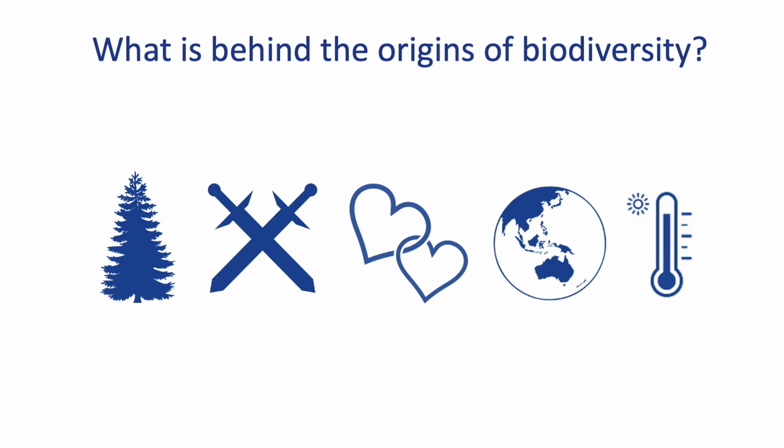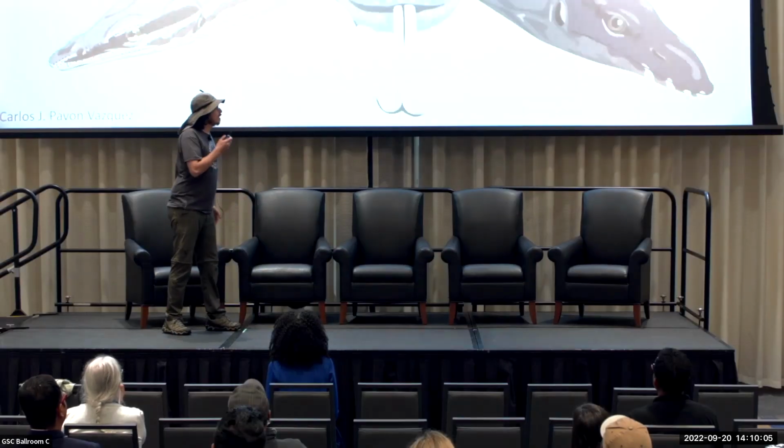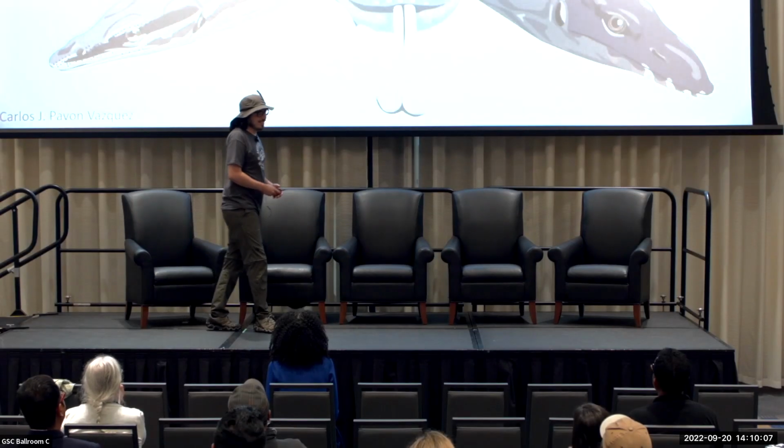So it seems like habitat use, interactions between the species, such as competition and hybridization, and past environmental change, such as tectonics and climate change, all acted together to shape the diversity of this amazing group of lizards.